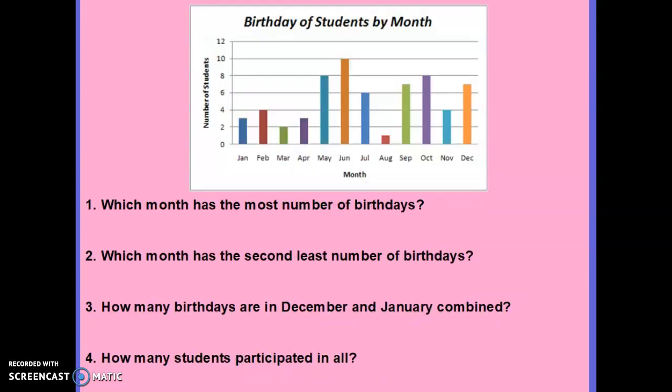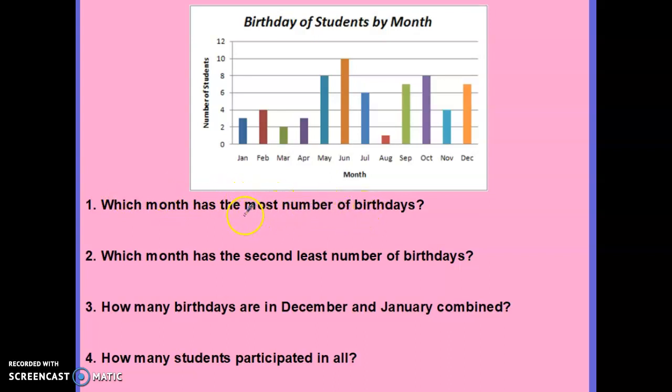All right. So this one is kind of interesting. There's a lot more bars on this one if you notice. It talks about birthdays of students by month. It has the months down here, and then it says number of students on the side. So this is each month, and then these bars tell us how many students had a birthday in that month. Interesting. So the question says, which month has the most number of birthdays?